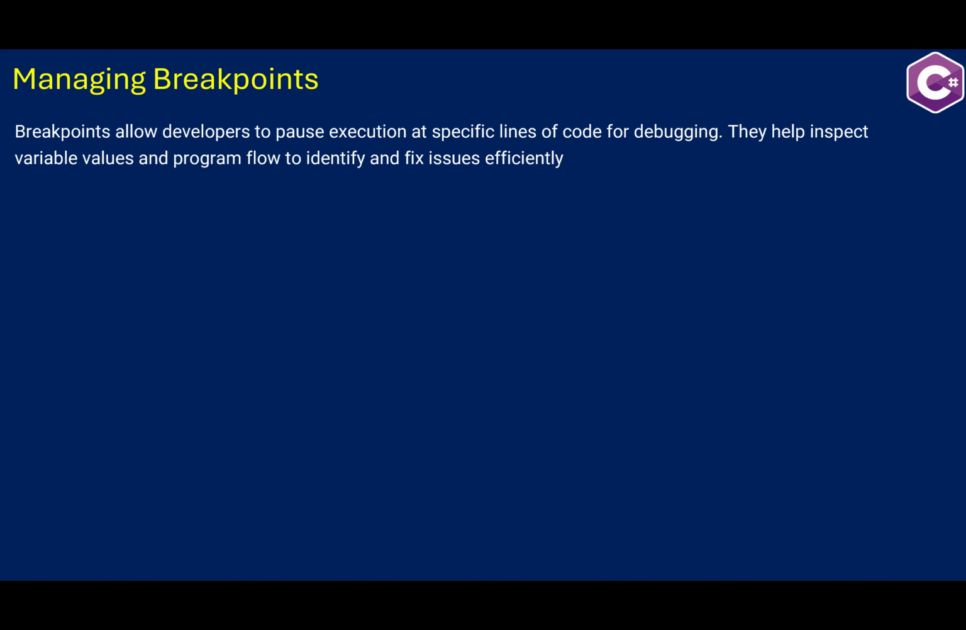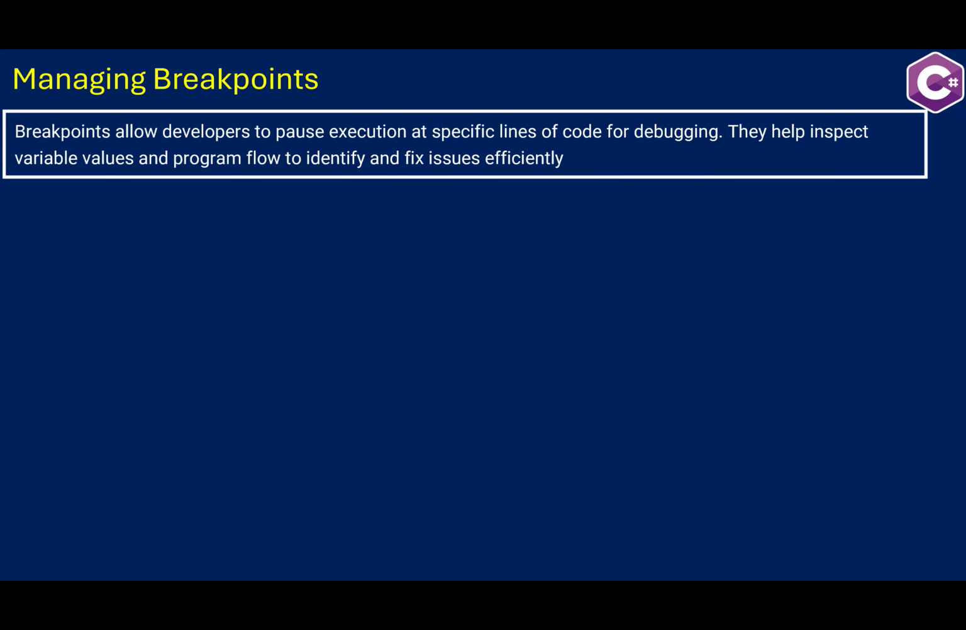In this video, we will try to set the breakpoint in the program. Breakpoints allow developers to pause the execution at specific lines of code for debugging. They help inspect the variable values and program flow to identify and fix issues efficiently.